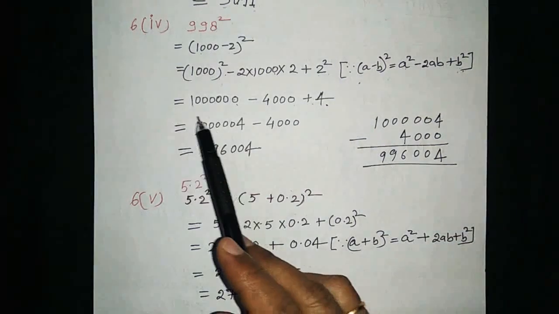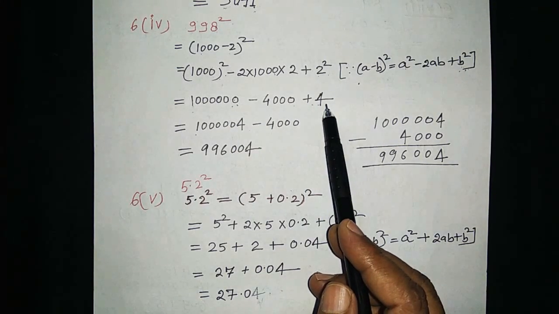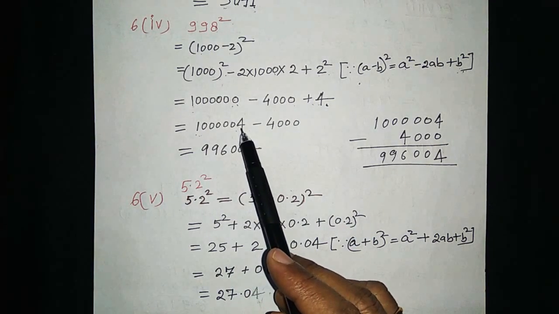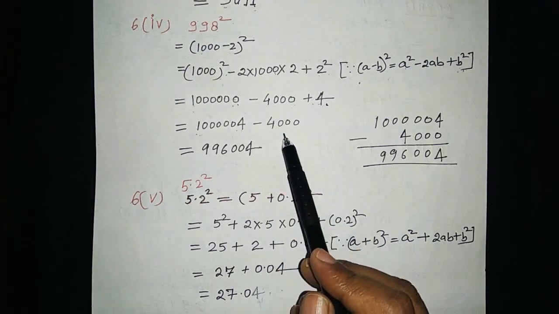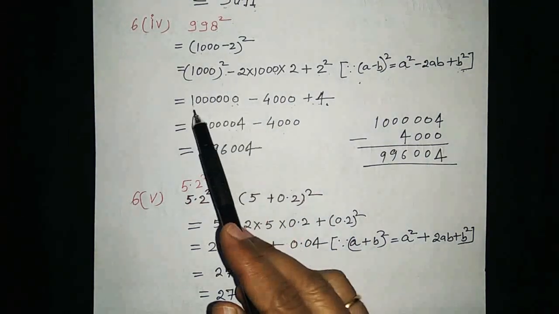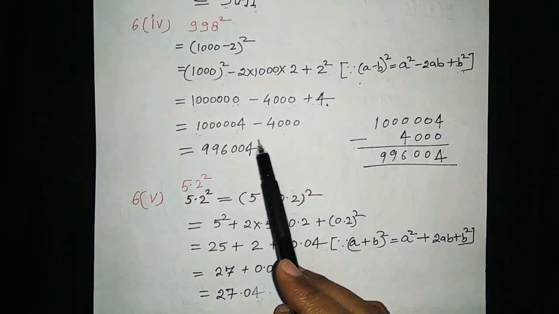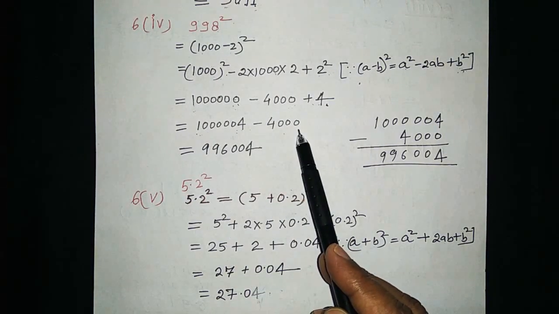Now we will add this and this. Okay. So what will come here? Here we will get this number, and now this negative 4000 we will write. Okay. First we will add positive numbers and then we will write the sum and then we will write this negative number. Now we will do subtraction.